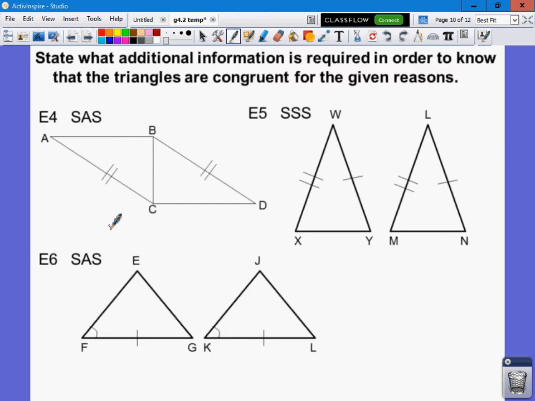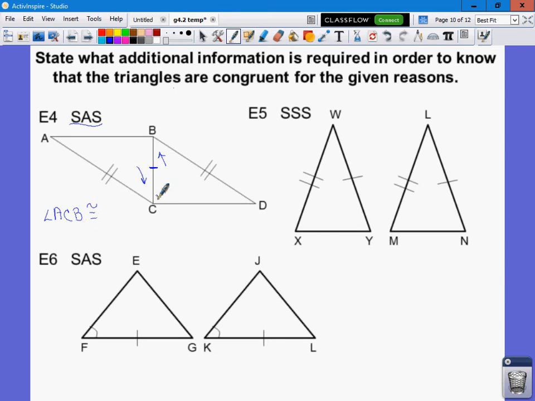Next set of examples then. Here they're telling you, state what additional information would be required to state that the triangles are congruent by a particular reason. This one is saying side, angle, side. I'm missing an angle, right? I have this shared side. BC is obviously the same in both triangles. So I'd need this angle, and I'd need this angle. So they want you to state that angle name. I'd need angle ACB.